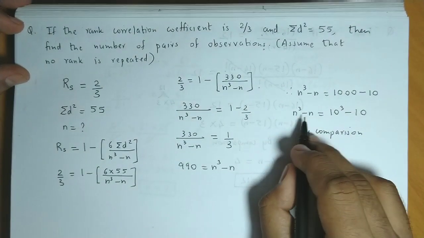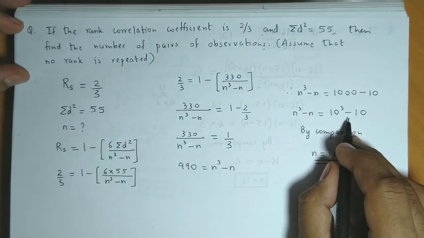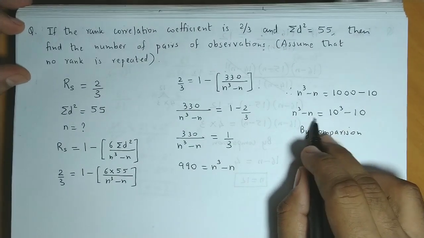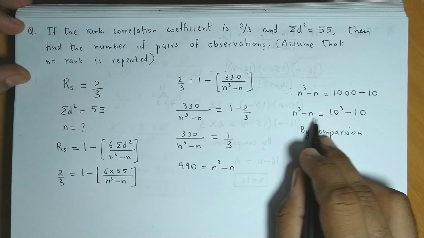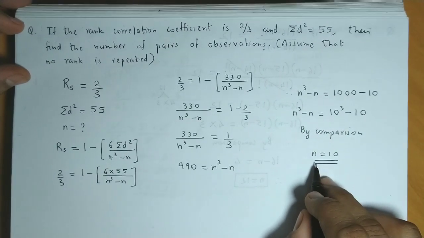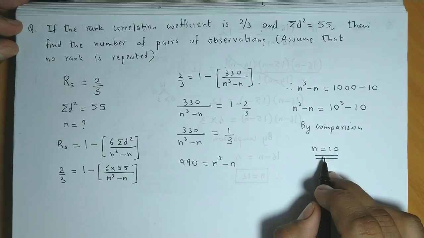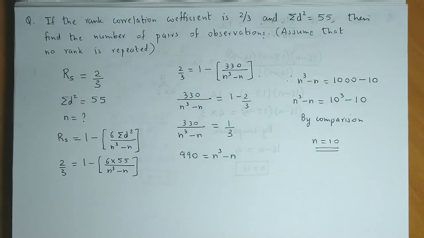So here you have n cube minus n. On the right you have 10 cube minus 10, exactly the same arrangement. So by comparison, n, that is number of pairs of observation, is equal to 10.